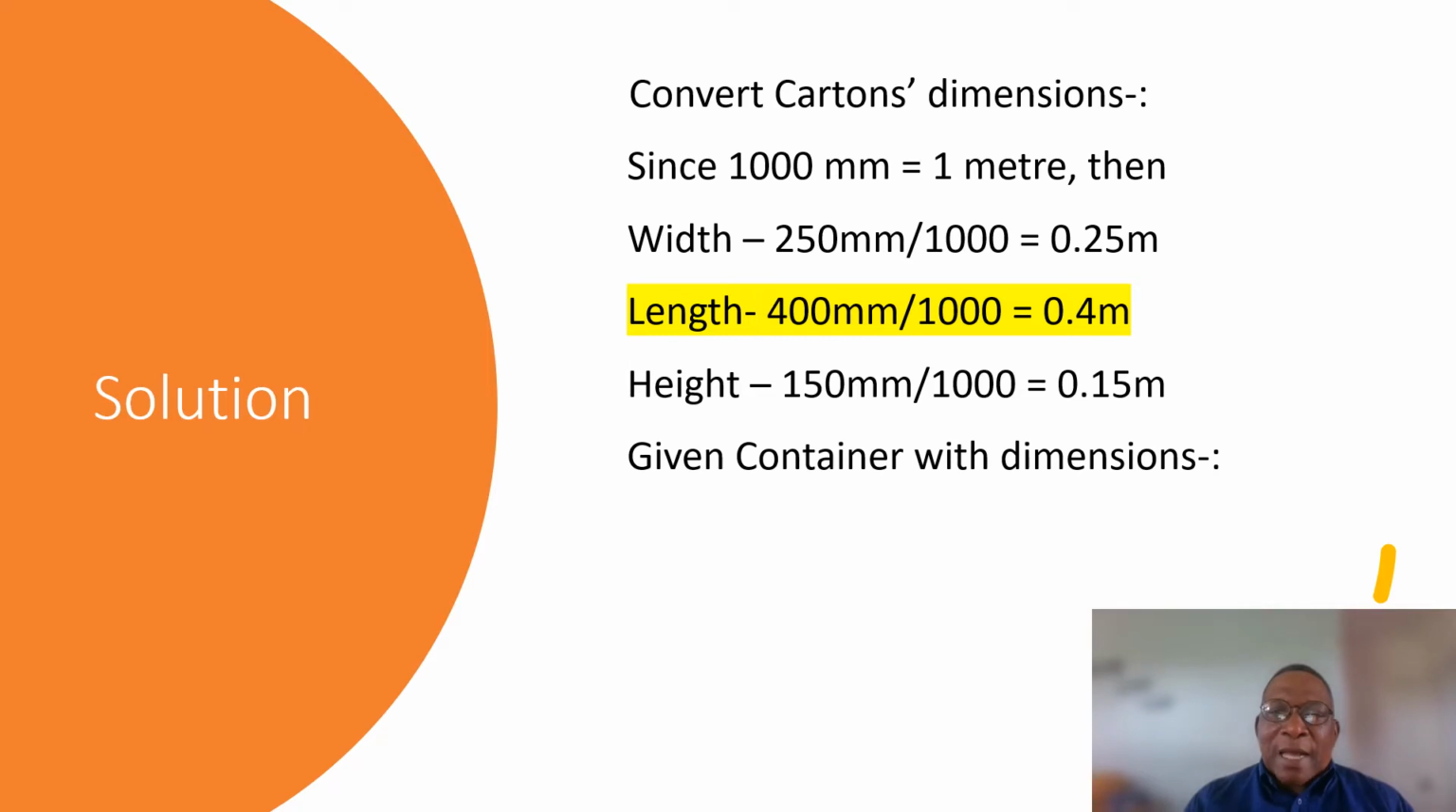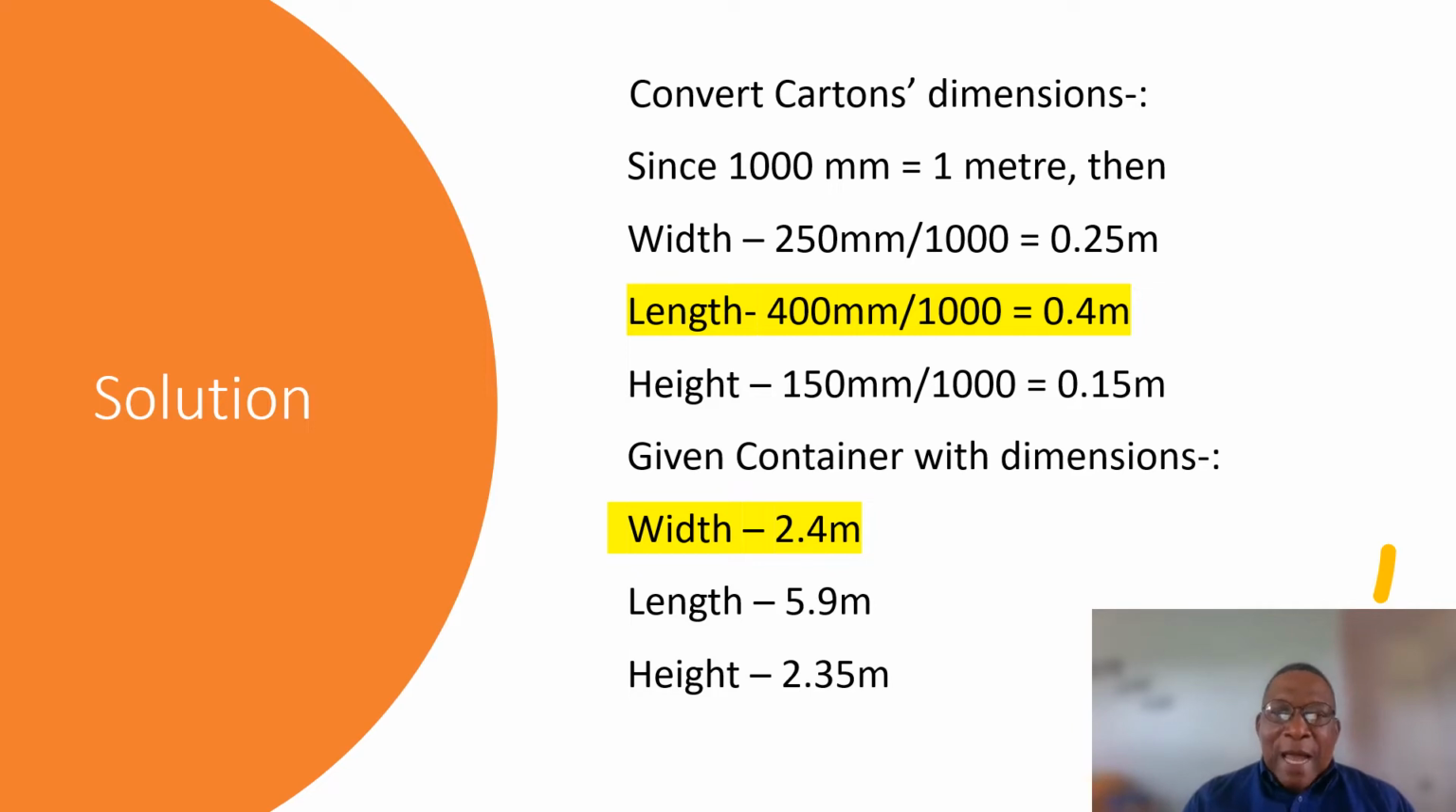Now let us look at the given container dimension. Width is 2.4 meters. The length is 5.9 meters. And the height is 2.35 meters. Note the length of the cartons and the width of the container have been highlighted. Now let's see why.